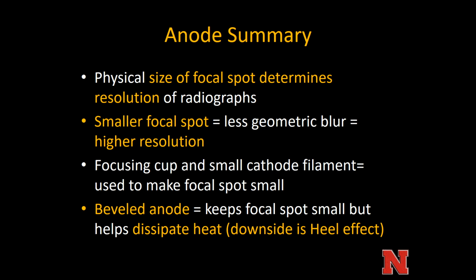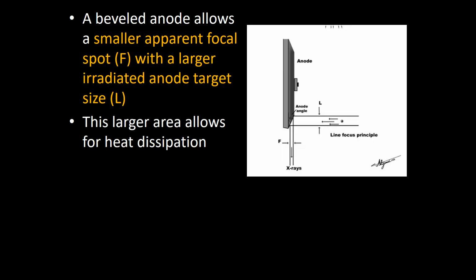And then again, we use a beveled anode, so it's slightly angulated, it's not hitting it at a 90-degree angle. That helps keep the focal spot small but dissipate heat. The downside to that beveled anode is what we kind of talked about last time, which is the heel effect. So the beveled anode is an anode here at this angle, marked theta randomly here. And why do we need that? Because it creates a smaller apparent focal spot with a larger irradiated target.